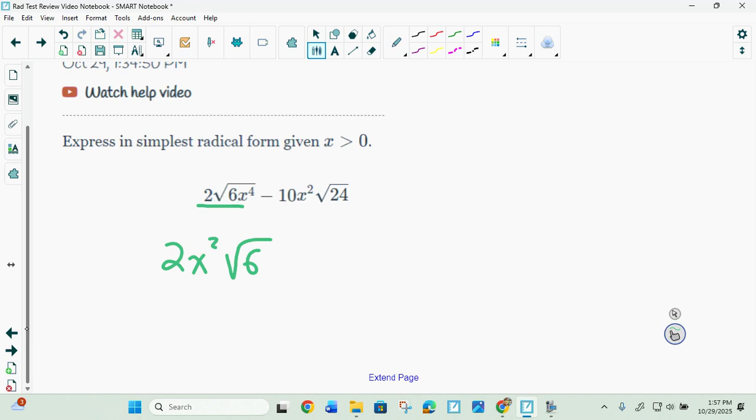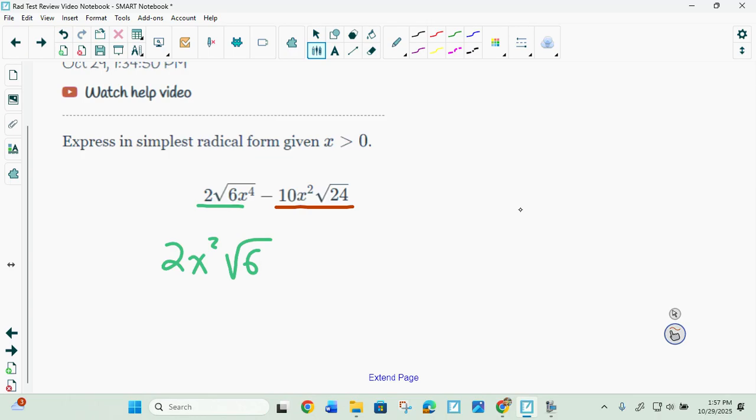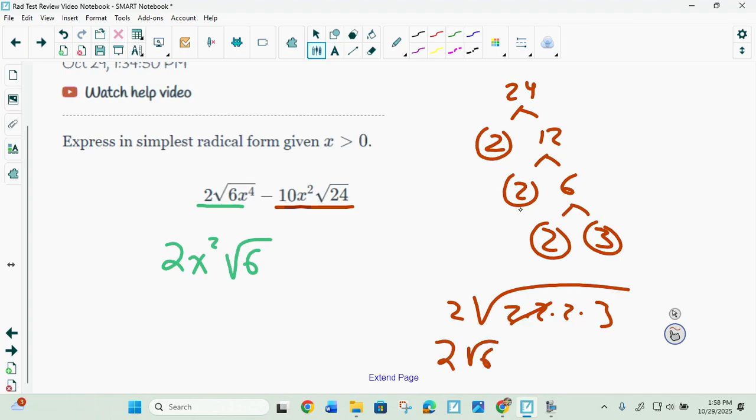And then let's go ahead and switch colors, and let's do this part. If I look at the square root of 24, 24 is what? 2 and 12, and 2 and 6, and 2 and 3. So if I throw all of them underneath, who's going to come out? It's just a square root, so only 1 comes out. So the 2 comes out, and the 6 is left over. All right, so I'm done with this part. Now I'm going to bring down this.